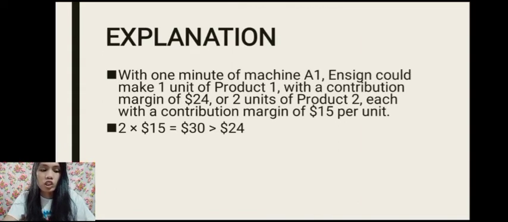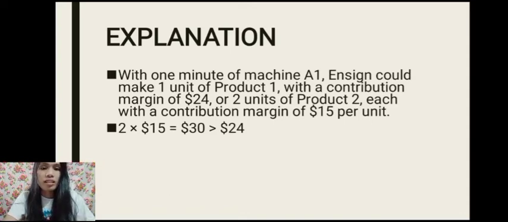So this is the explanation, bakit product 2. In 1 minute of machine A1, Ensign could make 1 unit of product 1 with a contribution margin of $24. So 2 units of product 2 naman, each with a contribution margin of $15 per unit. So in 1 minute, $24 ang CM ng product 1. Then sa product 2, in 1 minute, ang CM niya is $30, kasi in 1 unit, $15 per unit yung CM niya.